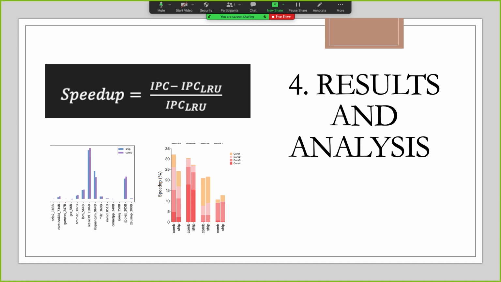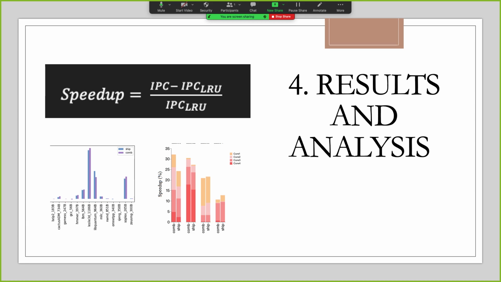Okay, so there's a graph which compares the two algorithms. Our algorithm shows better performance than SHiP, with an average 4.30% speedup compared with 3.83%, except for the libquantum. So we can see that our algorithm is overall better than SHiP.